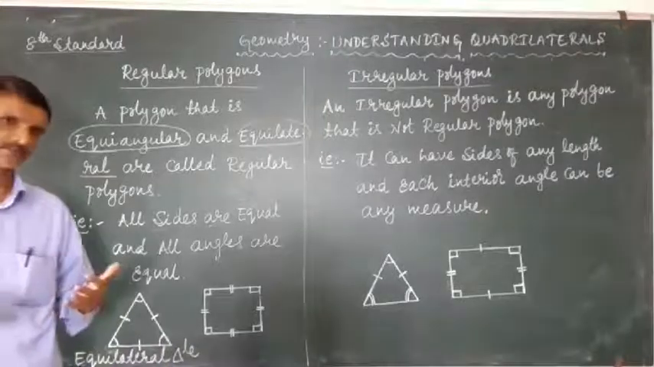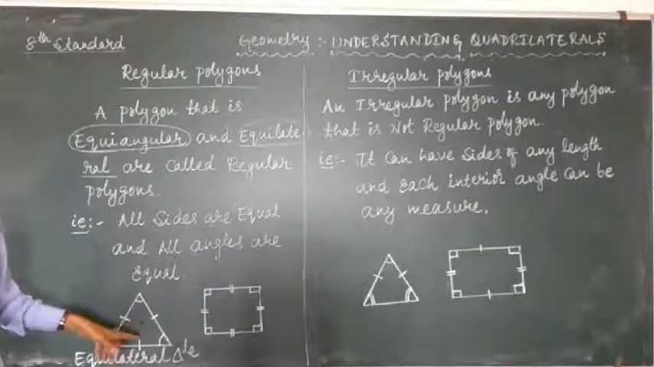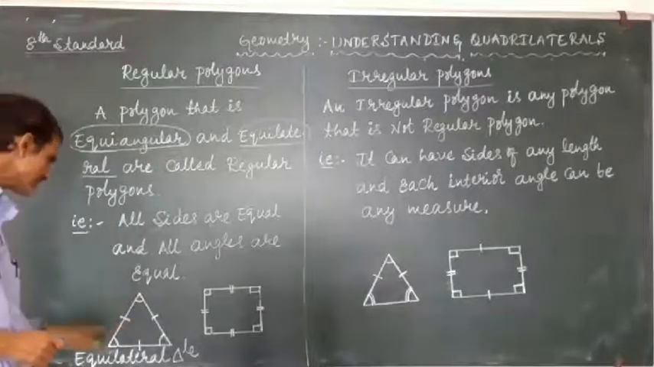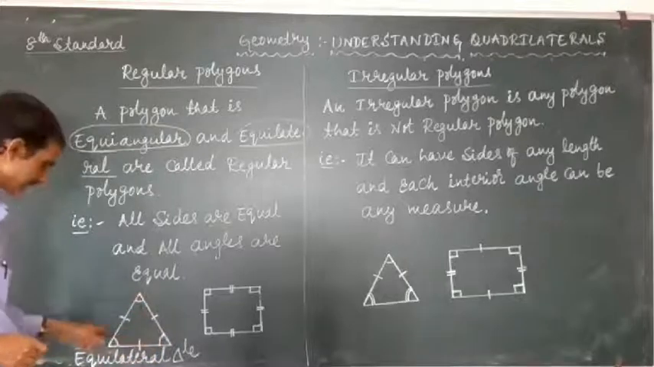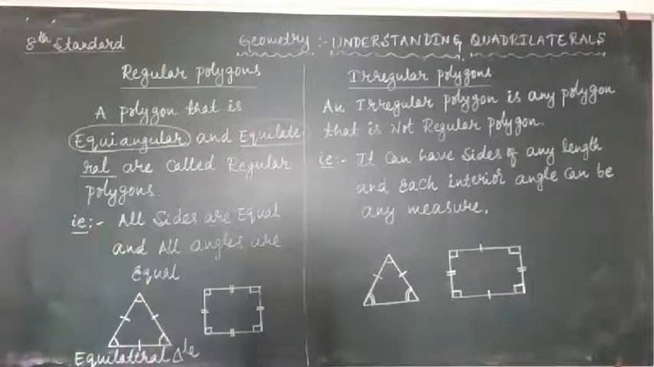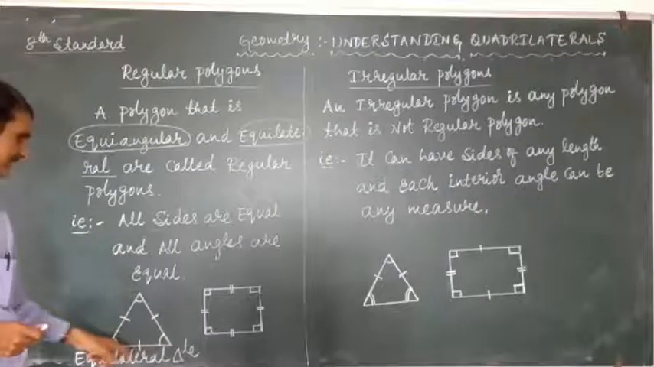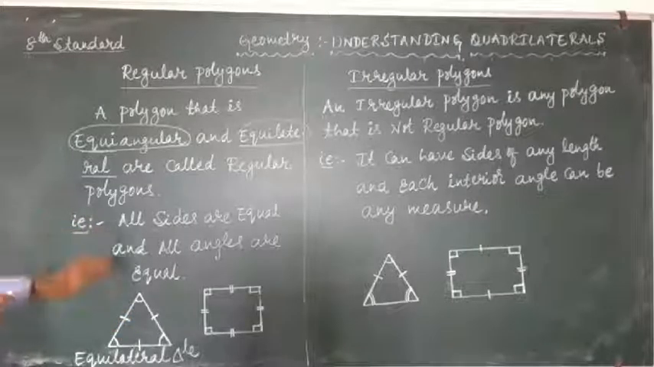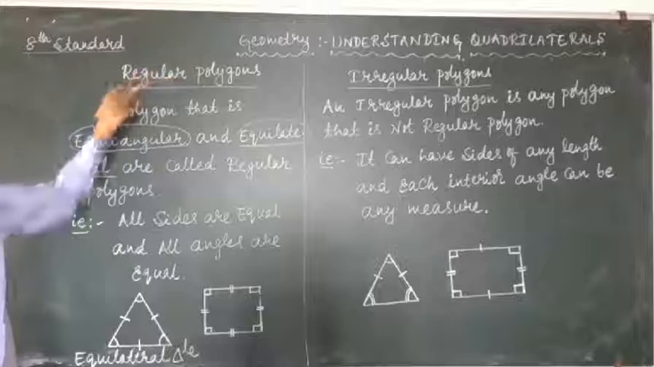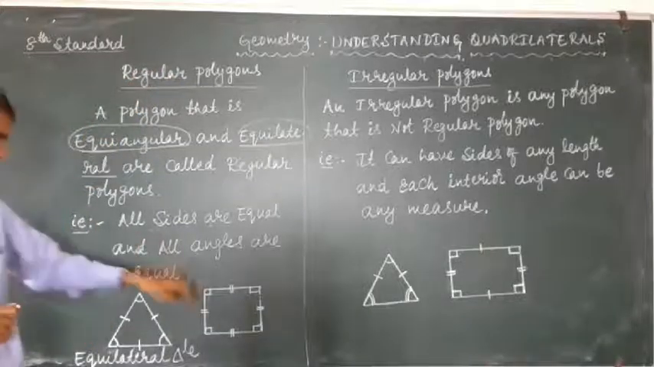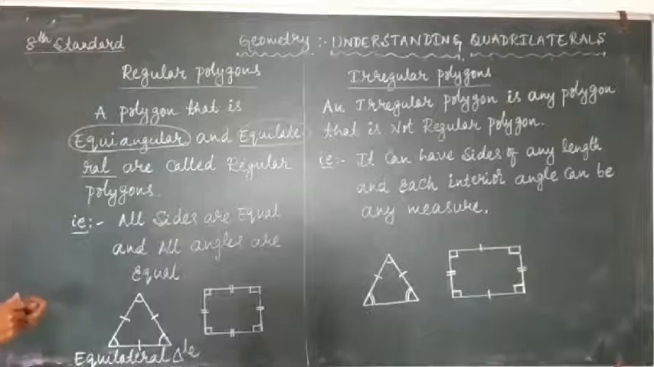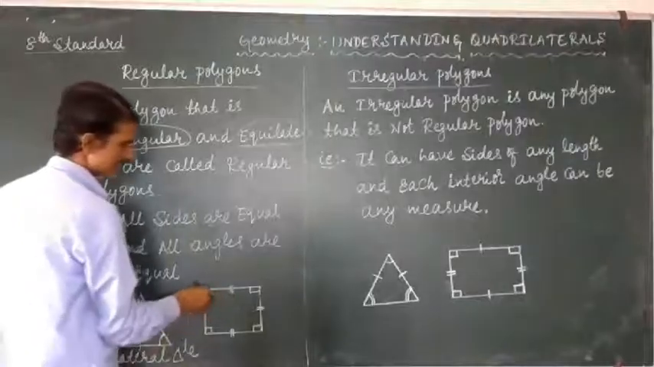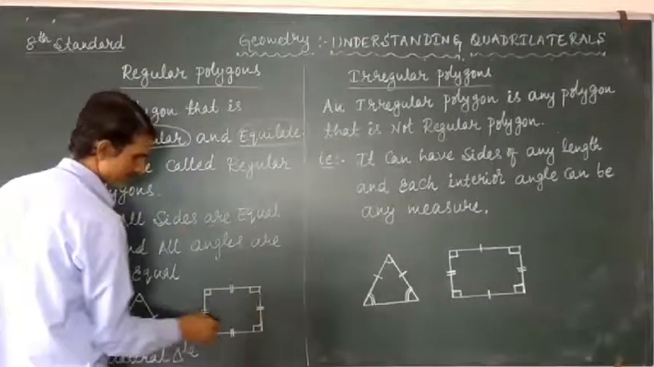So students, you are also familiar with the properties of the equilateral triangle. In an equilateral triangle, all the sides are equal and all the angles are equal to 60 degrees. All the interior angles are equal to 60 degrees. Therefore, an equilateral triangle is an example for a regular polygon. So students, now observe the second diagram. Here it has four sides, 1, 2, 3, 4.